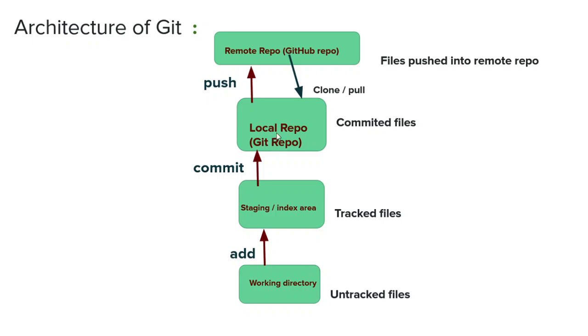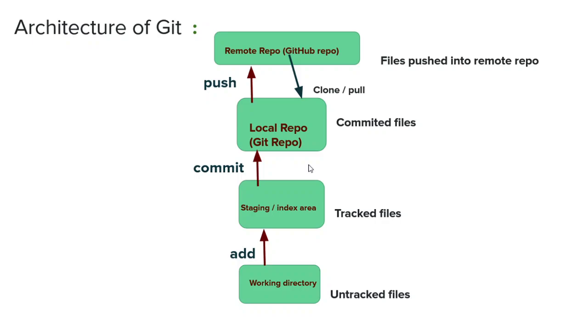If you understand it, the local repository, staging area or index area, and working directory, all these three components are present in the local system only. Before committing the files to the Git repository, that is the local repository, they come into the staging area or index area. And we can use the commit command to move the changes from the staging area to the local repository.